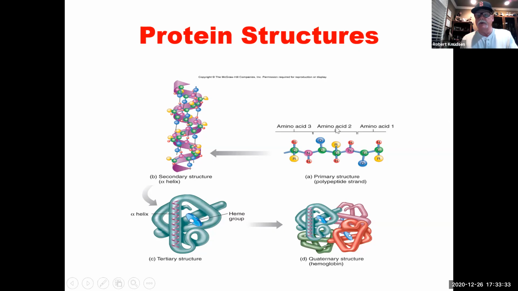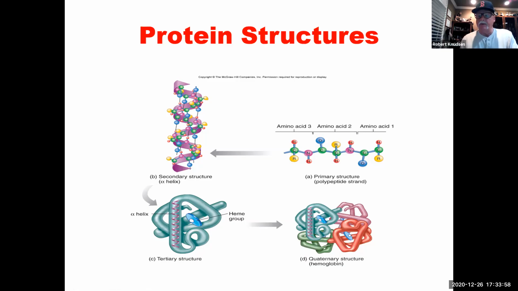Amino acid number one, amino acid number two, amino acid number three: primary structure, a polypeptide strand. This is how, when we make a protein, this is what we make. And then because you have these hydrogens out here, it zips into an alpha helix, a single stranded helix. Got it? That's the secondary structure. Then it winds back on itself like a ball, like I showed you, and that's tertiary.